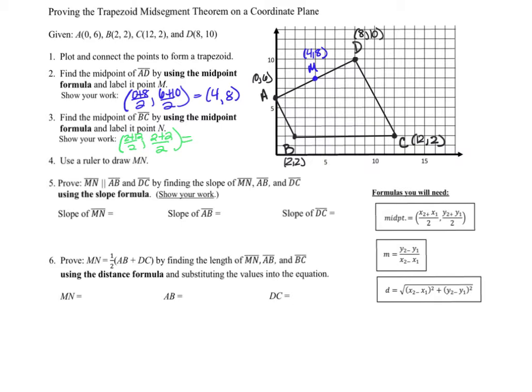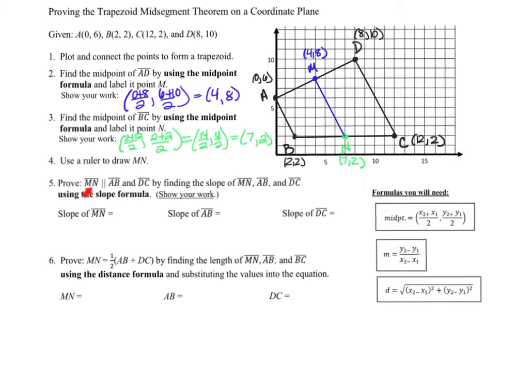So 2 plus 12 is 14. 2 plus 2 is 4. That's going to give us 7, 2, which is right here. We're going to label this point N. Now we have the midsegment of our trapezoid.